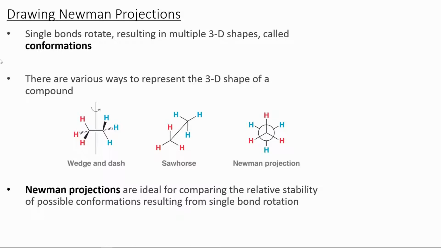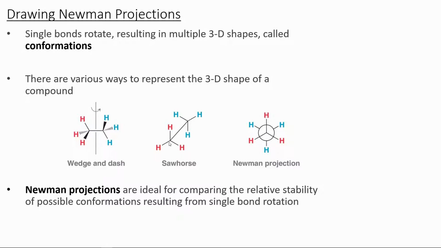The first method is to use the wedge and dash notation. So this wedge indicates that the hydrogen is coming towards us, and the dash indicates that that hydrogen is going into the screen, into the plane of the board, away from us. The sawhorse method has an elongated carbon bond here. And then finally the Newman projection method, which gives the most information. In this method, we're actually looking directly down this carbon-carbon bond. So you can't see that carbon bond anymore.